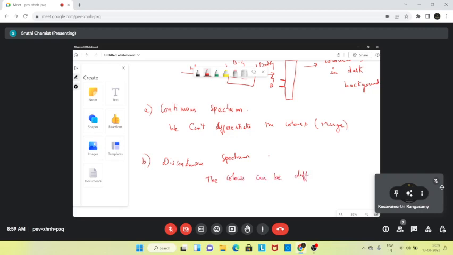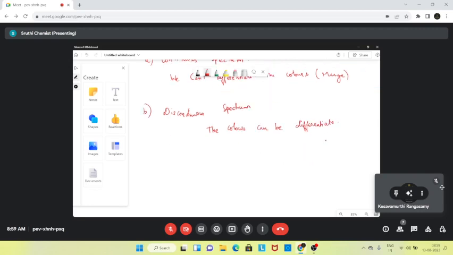Can be differentiated. So this is for your discontinuous spectrum. Then again in the discontinuous spectrum, there are two things actually. So one is your band spectra. What is it? Band spectra. Okay, this band spectra, only molecules will show band spectra.